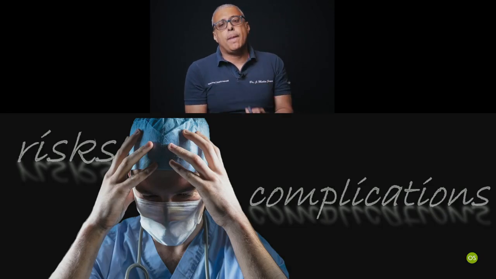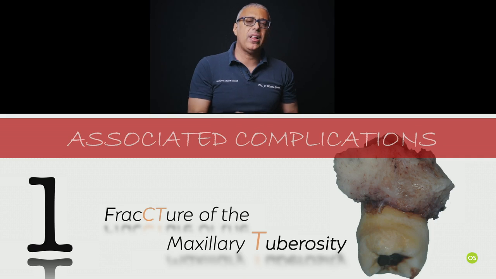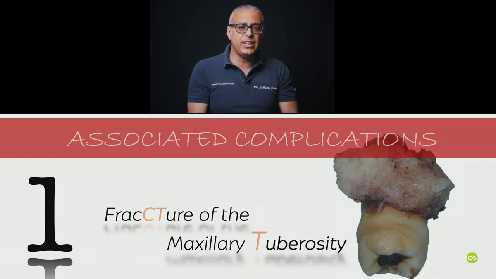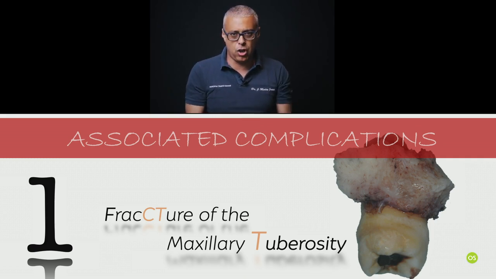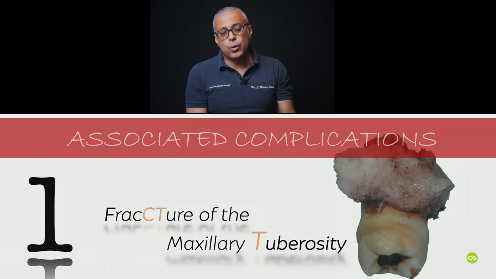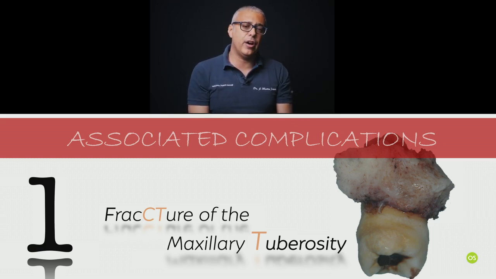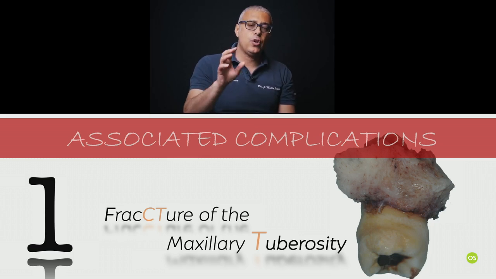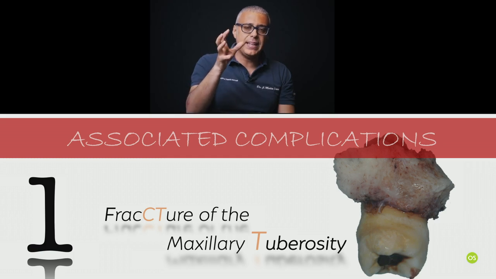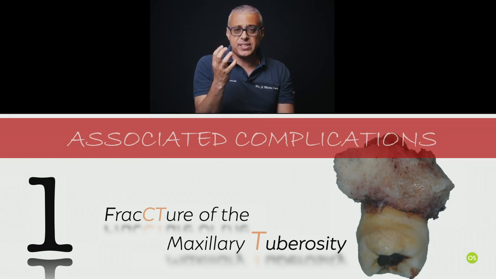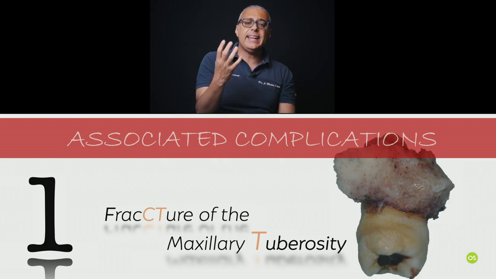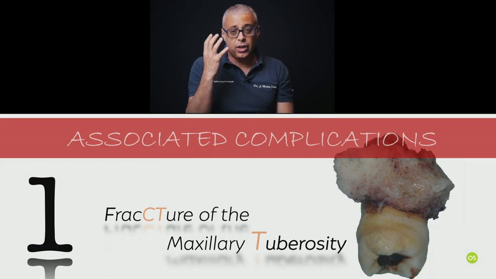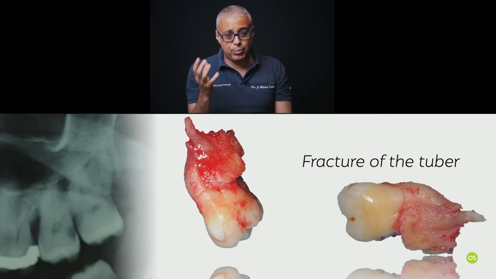What are the risks and complications of this kind of surgery? Well, I have brought to you a series of the most common complications in this kind of surgery. And the major complication is the fracture of the maxillary tuberosity. As we see in the picture, the maxillary tuberosity can be bound to the ankylosed tooth, and also being a structure which is a little bit more brittle, it can break if we are not careful in the luxating procedures.